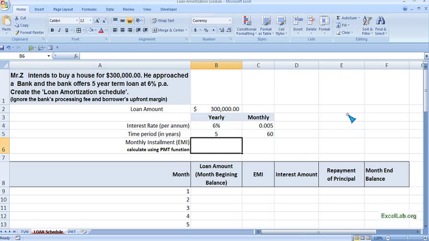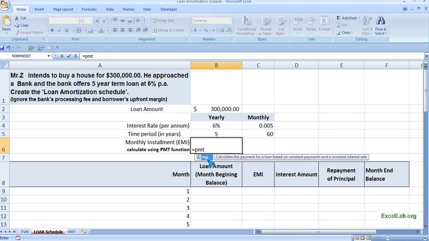Now to find out the EMI, we begin with equal to and write the PMT function. First it is asking for the rate, so the rate is the monthly one. Then the number of periods, which is 60 months. Next it is asking for PV, that is present value, and the present value is the loan amount. So put minus and give reference $300,000. So this is our PV, present value.